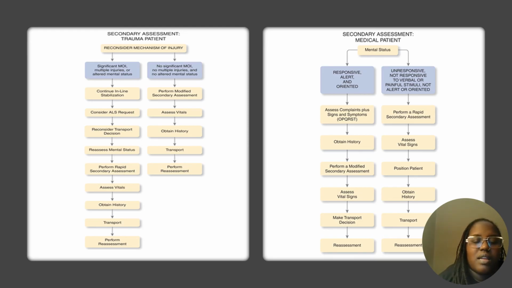For our non-significant mechanisms of injury or our patients that are not altered, for instance, a guy who rolled his ankle might be somebody who we would use this branch of the tree for. We're going to look at the modified secondary assessment for this patient. We're not going to do a full head to toe on him. We're going to focus on where he's complaining of an injury, his ankle. We're going to try to stabilize that, and then we're going to get moving.